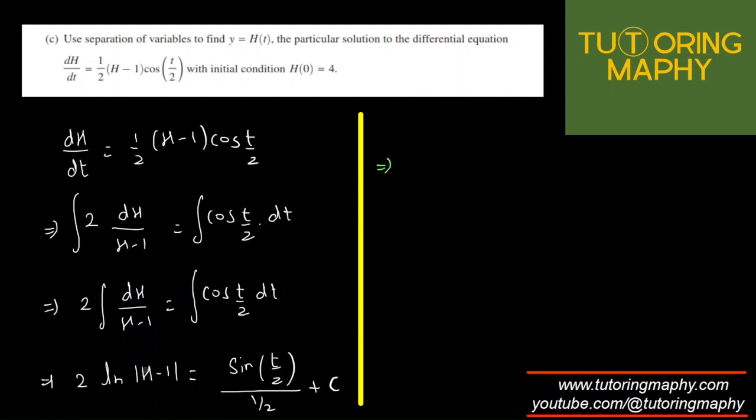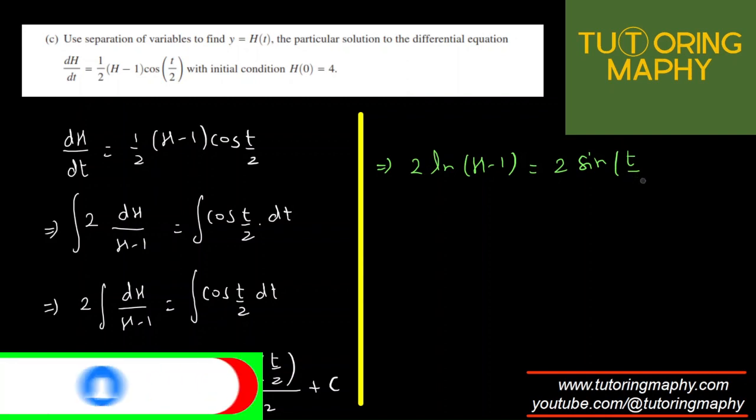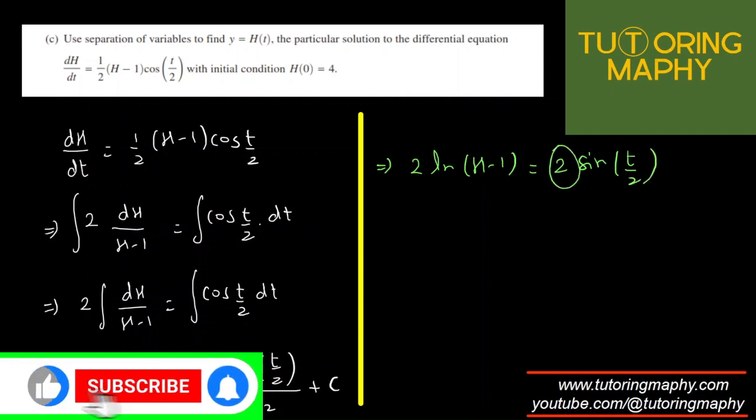By the way, h is greater than 1, right? It was given earlier. So I can safely remove this absolute value, because h greater than 1 means h minus 1 is always positive. The absolute value has no job here. So it's 2 ln h minus 1 is equal to 2 times sine of t over 2. This 2 came, by the way, from the KCF, keep change flip.